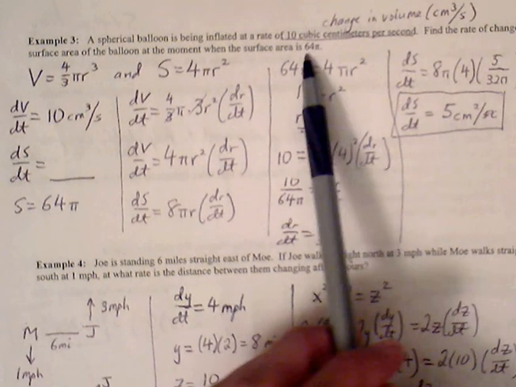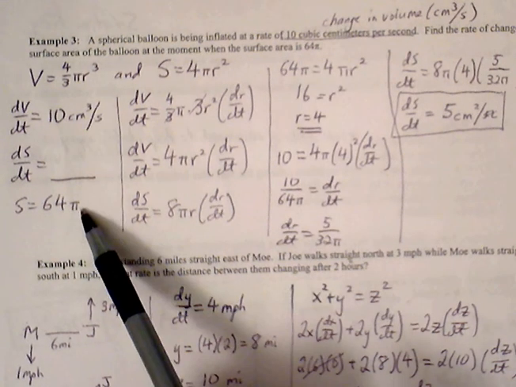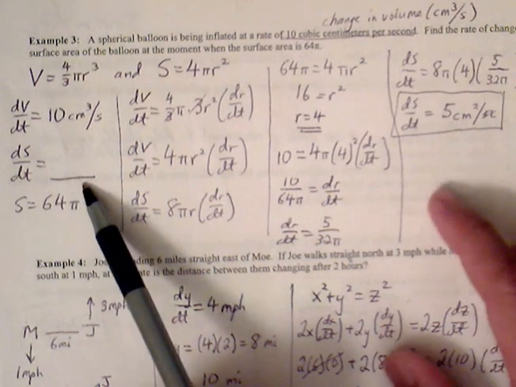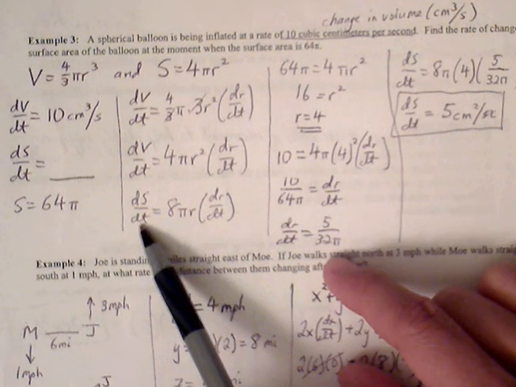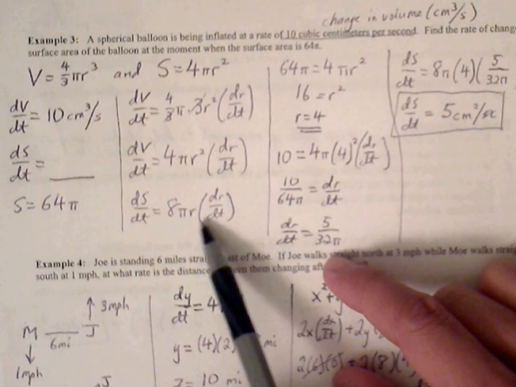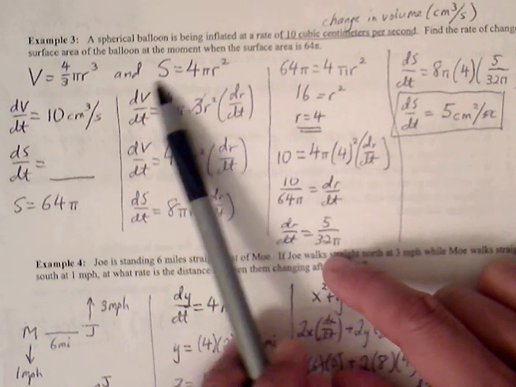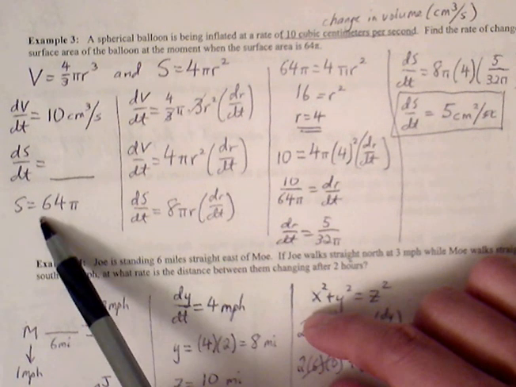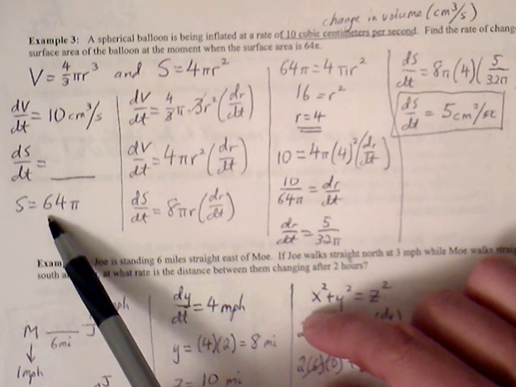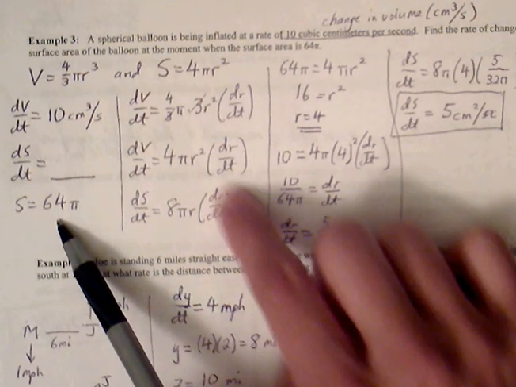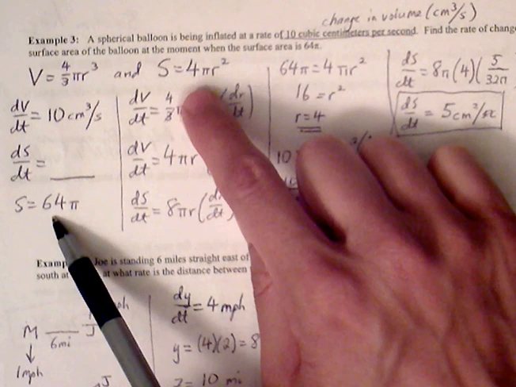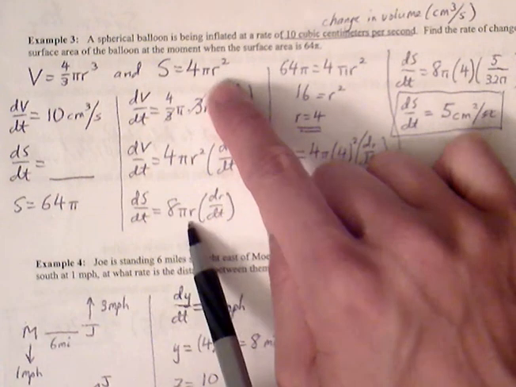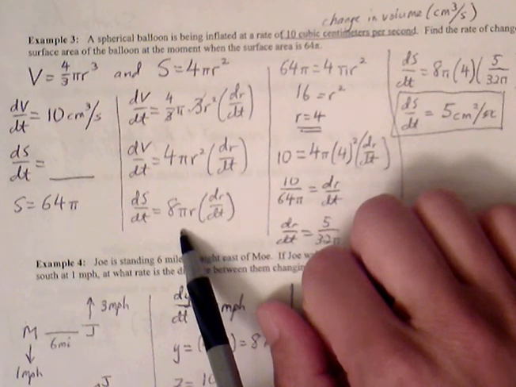Okay. At the moment when the surface area is 64 pi, find the rate of change of the surface area. So we're trying to find dS over dt, which is over here. But if we want to find dS over dt, we need the radius and we need dr/dt. So we're going to look at what else is available to help us get there. So let's look at what they give us here. So S equals 64 pi. We do have a formula for surface area, which is 4 pi r squared. So I can use this surface area equation to help me find r, and then that will help me get one of the pieces that we need for the dS/dt formula.